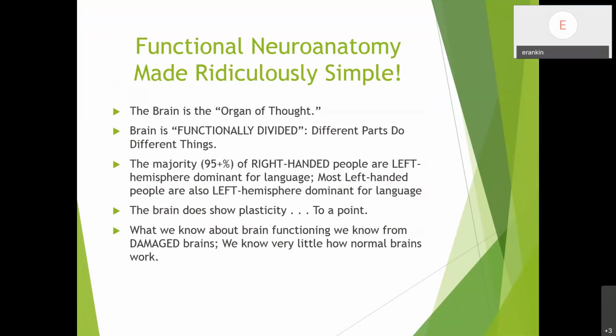And for the most part, as I say here, the majority of right-handed people are left hemisphere dominant for language. One of the asymmetries in the brain is that the left hemisphere is dominant for language. That means that their language skills are located, for the majority of people, in that side of the brain. The reason we're right-handed is because this is the quickest way out for that information. That's why we're right-handed.